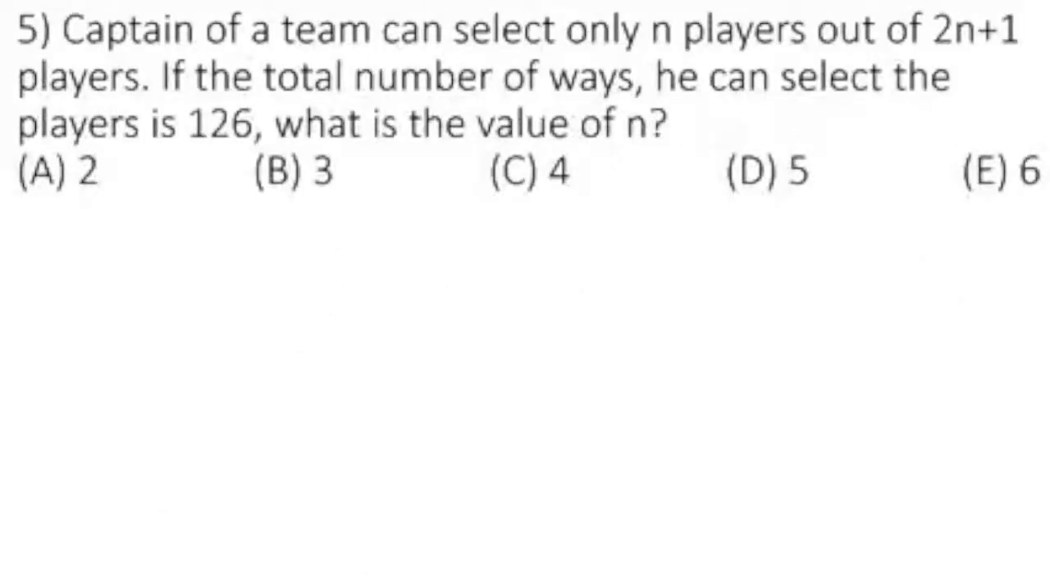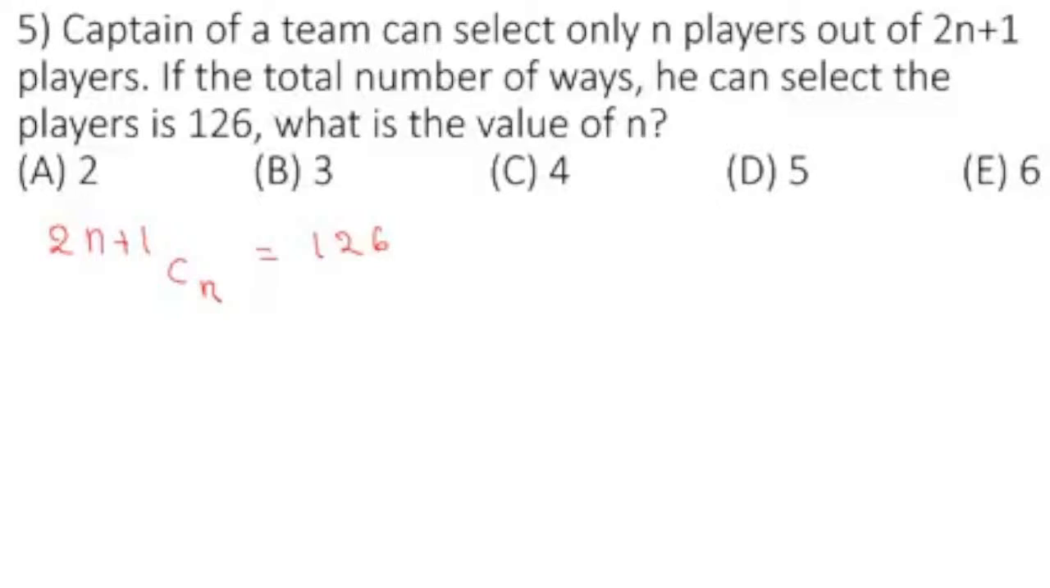Here you need to understand how to write the outcome. A captain of a team can select only n players out of 2n plus 1 players available. The total number of ways he can select the players is given here, 126. So selection is happening here. Out of 2n plus 1 he is selecting only n players, which is equal to 126.